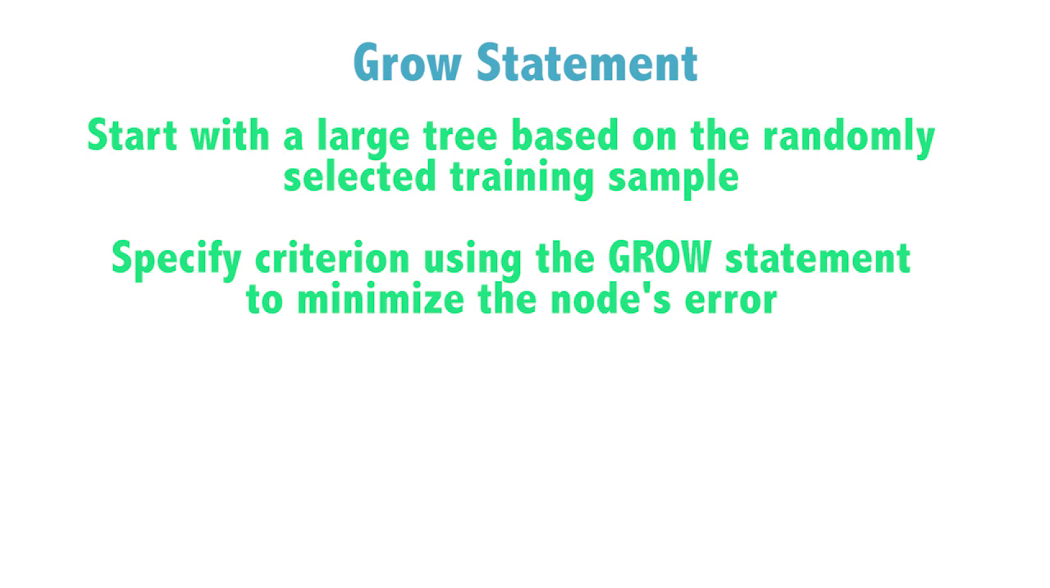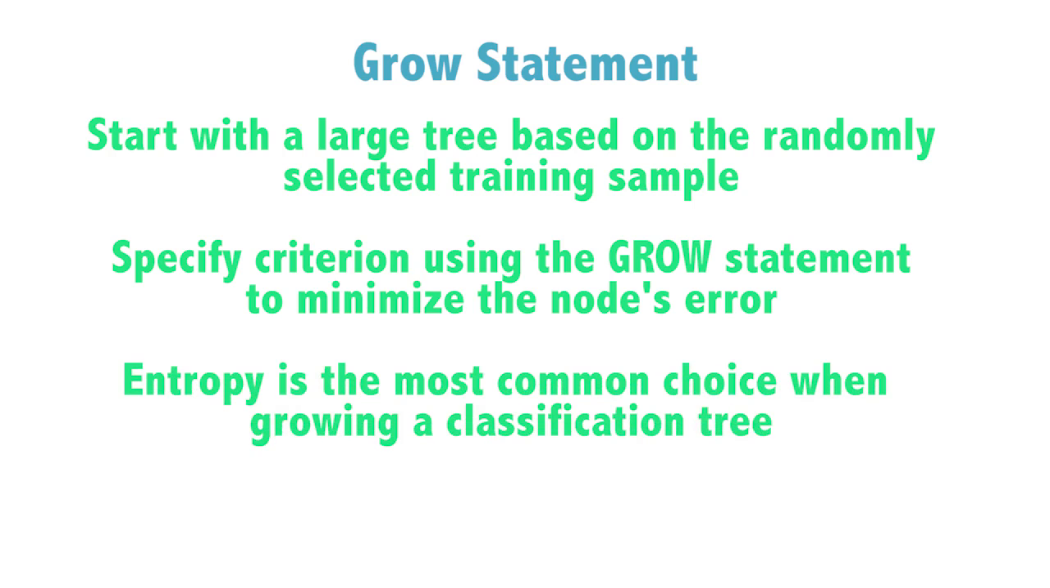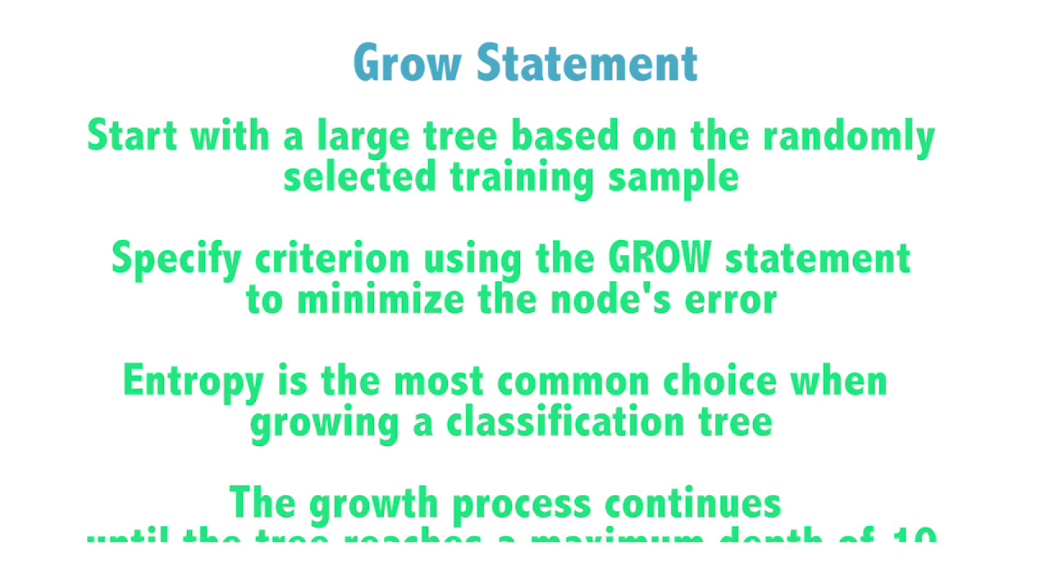You select a criterion by specifying it as an option in the grow statement. Entropy is the most common and highly recommended choice when growing a classification tree. Gini is another common option. Based on the grow criterion that is selected, the growth process continues until the tree reaches a maximum depth of 10 split levels. The result is often a large tree that overfits the data and is likely to perform poorly by not adequately generalizing to new data.